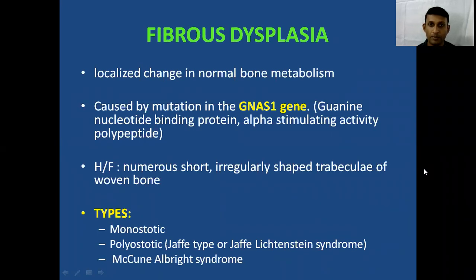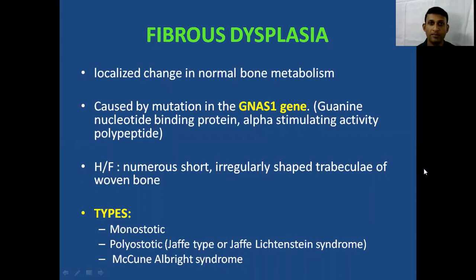As the term implies, it is a localized change in normal bone metabolism. It is caused mainly by the mutation of the GNAS1 gene. And histopathologically, you can appreciate numerous short, irregularly shaped trabeculae of woven bone. And it has a few types, that is monostotic, polyostotic, and McCune-Albright syndrome.